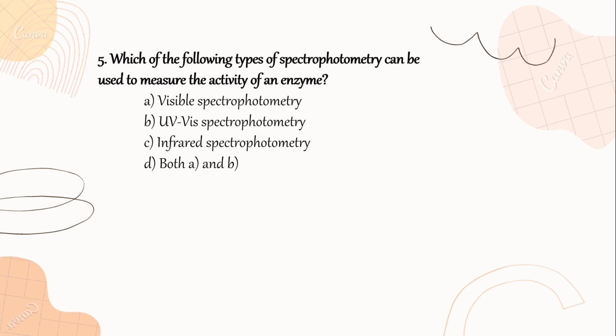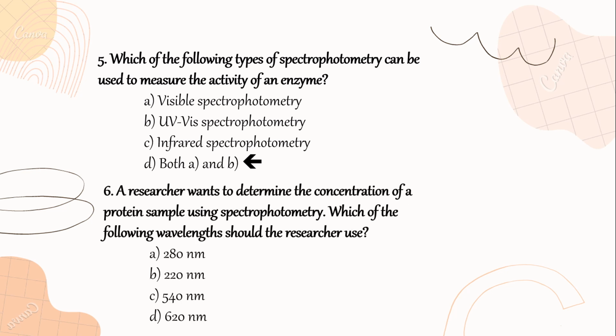Number 5. Which of the following types of spectrophotometry can be used to measure the activity of an enzyme? A. Visible spectrophotometry. B. UV visible spectrophotometry. C. Infrared spectrophotometry. D. Both A and B. The correct answer is D. Both A and B.